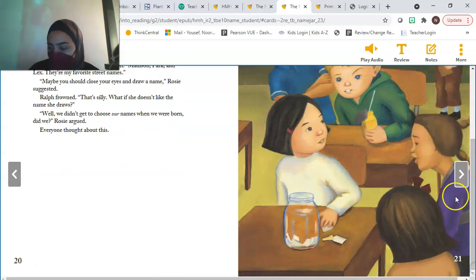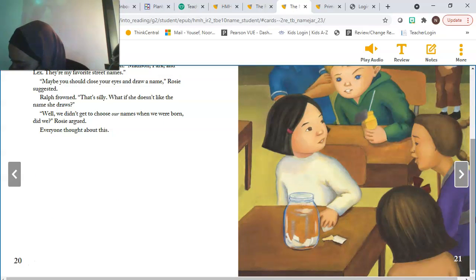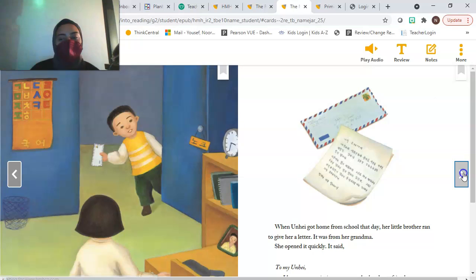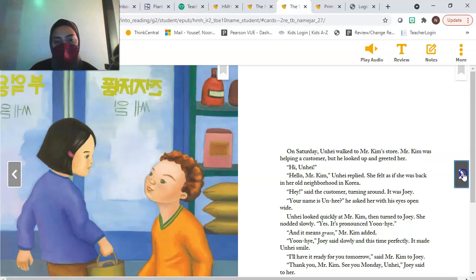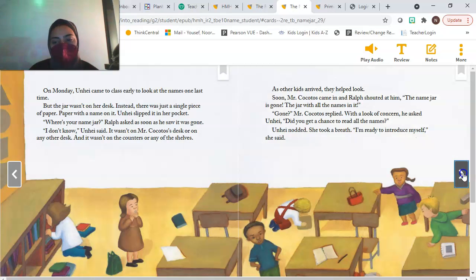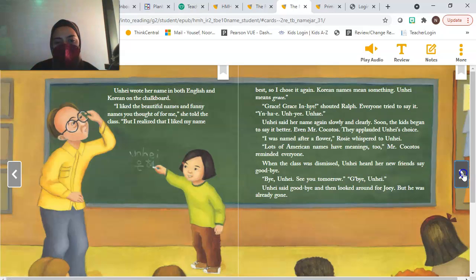Very good. Let's see. What happened after Yoonhae told her class her name? They got surprised. They were surprised. Did they make fun of her? No. No, they accepted her. They were surprised, right? They learned something new, actually. And they tried to practice it, and with a little bit of practice, everybody said it correctly, and they were happy that she kept her name.